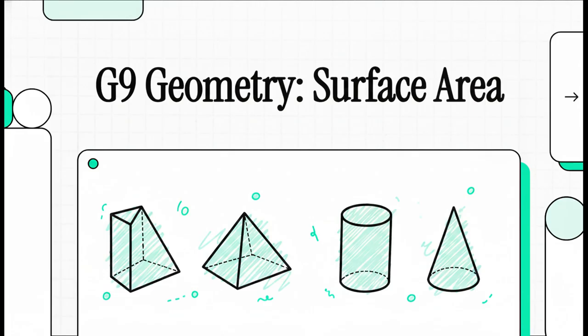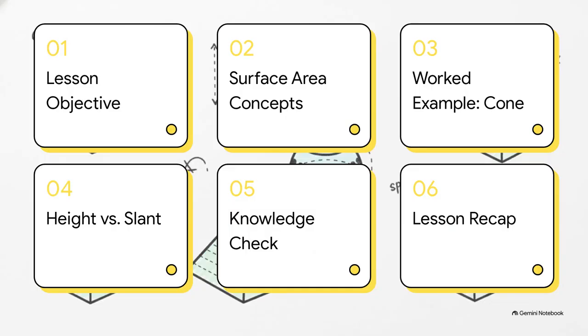Today we're jumping right into our next explainer. We're looking at G9 Geometry, Unit 07, Lesson 05, Surface Area of Prisms, Pyramids, Cylinders, and Cones. We're going to really unpack the architecture of these 3D shapes today and visualize the math behind them in a whole new way.